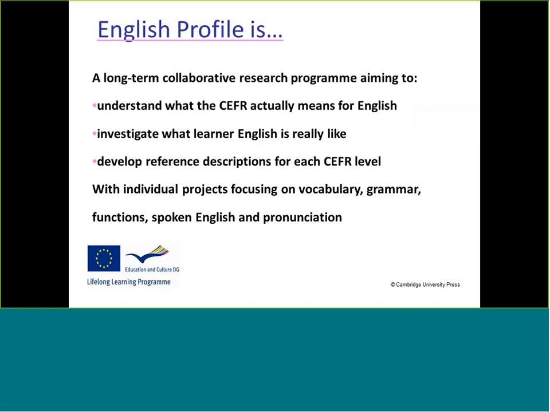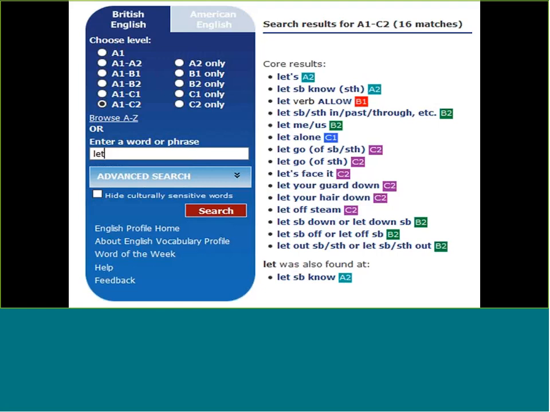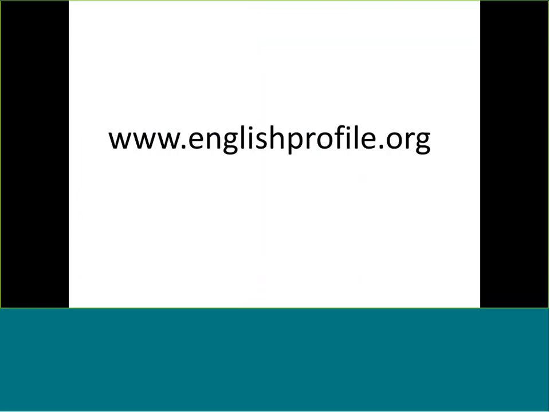How does this English Profile work? You see here different levels, and you can choose from A1 to C2 and just type in the word, say "let", and you will get a long list. You see, "let" is for A2 level. "Let somebody know something," again A2. "Let go," C2. So you can see different phrasal verbs, different collocations, different phrases, and which level they refer to. Here it is, EnglishProfile.org. This is what you need to type in.